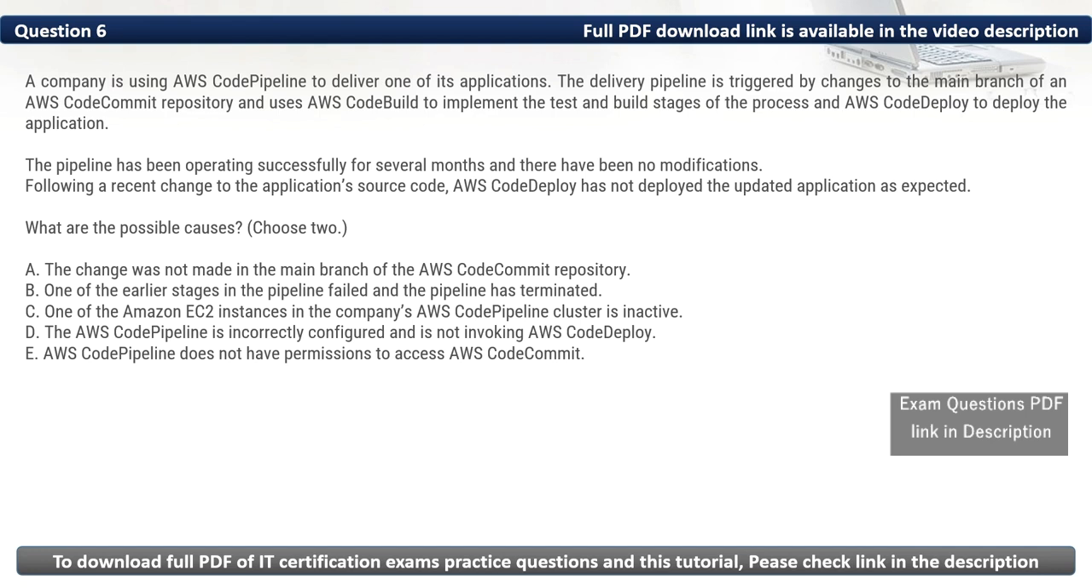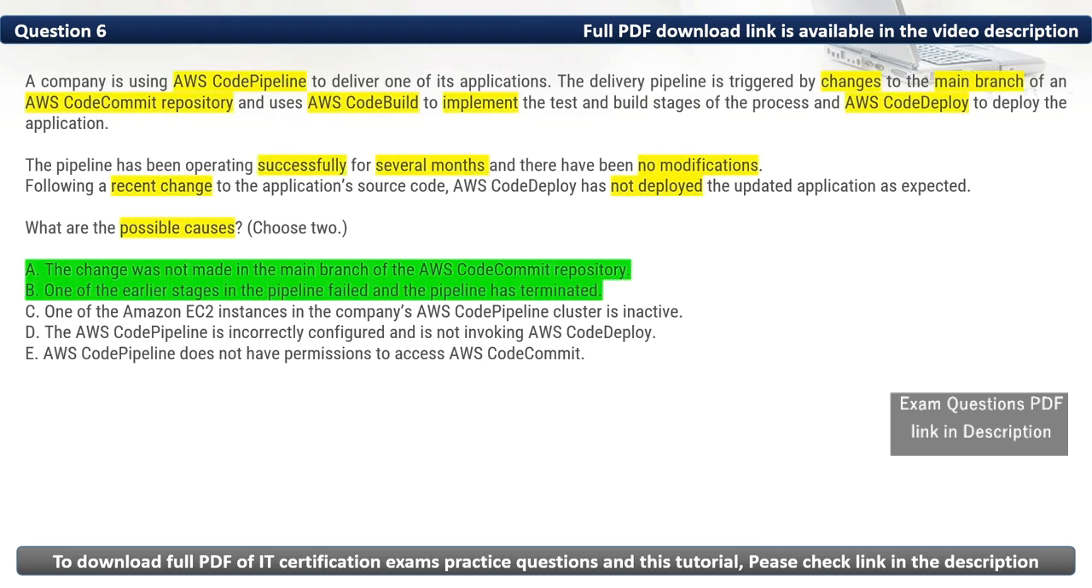Here in this question, after a recent change to the application's source code, the updated application has not been deployed as expected. The two possible causes of this can be that the change was not made in the main branch of the AWS CodeCommit repository, and that one of the earlier stages in the pipeline failed and the pipeline has terminated. Thus, the correct options are A and B.